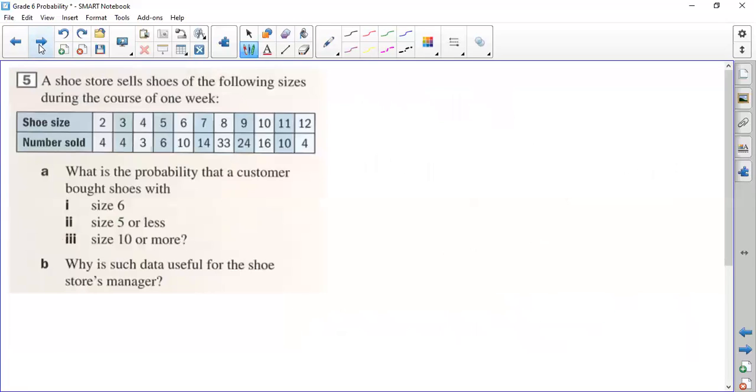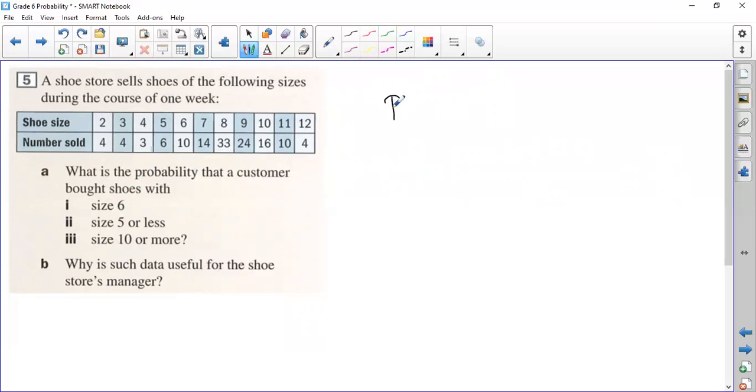Let's continue with exercise 5. A shoe store sells shoes of the following sizes during the course of 1 week. So it is given the shoe size and the number that are sold. So there are sold 4 shoes with shoe size 2, 4 with shoe size 3, 3 with shoe size 4, 6 with shoe size 5, 10 with shoe size 6, and so on. We have to find the probability that the customer bought shoes with size 6.